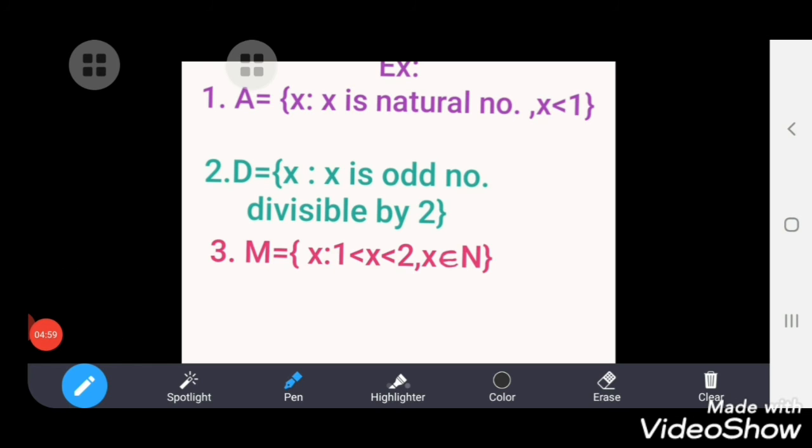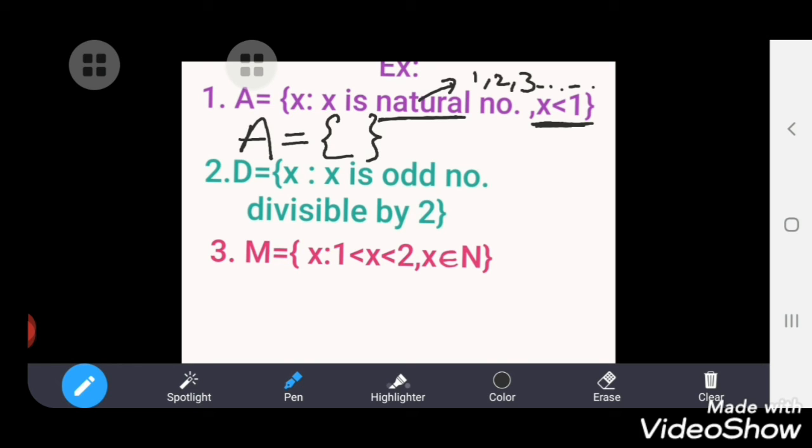Next, see the example. A is equal to {x : x is a natural number and x less than 1}. If you write the roster form for this, we have to consider natural numbers. Natural numbers, as we already know, start from 1: 1, 2, 3, 4 and so on. But we have to choose such a natural number which is less than 1. But there is no natural number which is less than 1. So no element satisfies this condition. So we close the bracket, that is nothing but the empty set.